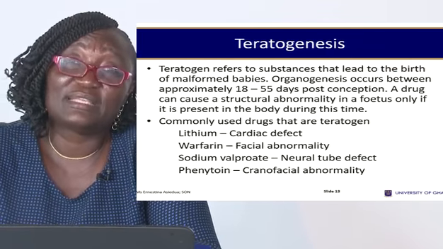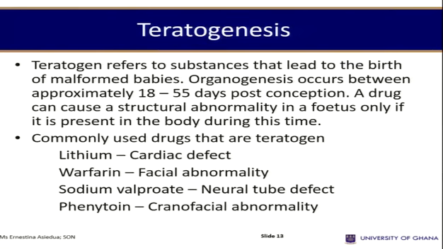If we say something is a teratogen, it refers to any substance that leads to the birth of a malformed baby. Organogenesis, we have said, occurs between approximately this number of days post-conception, and if any drug can cause structural abnormality in the fetus, then we say that it is a teratogen.